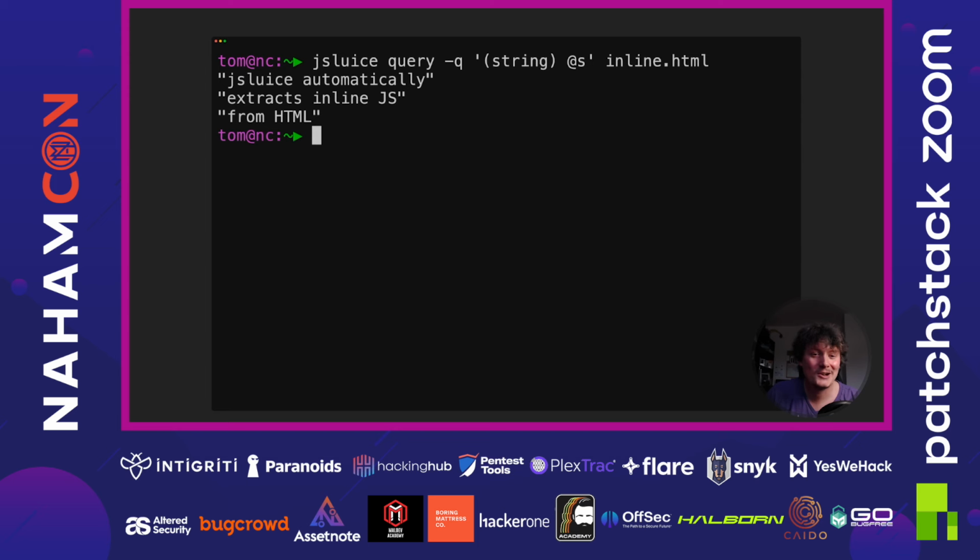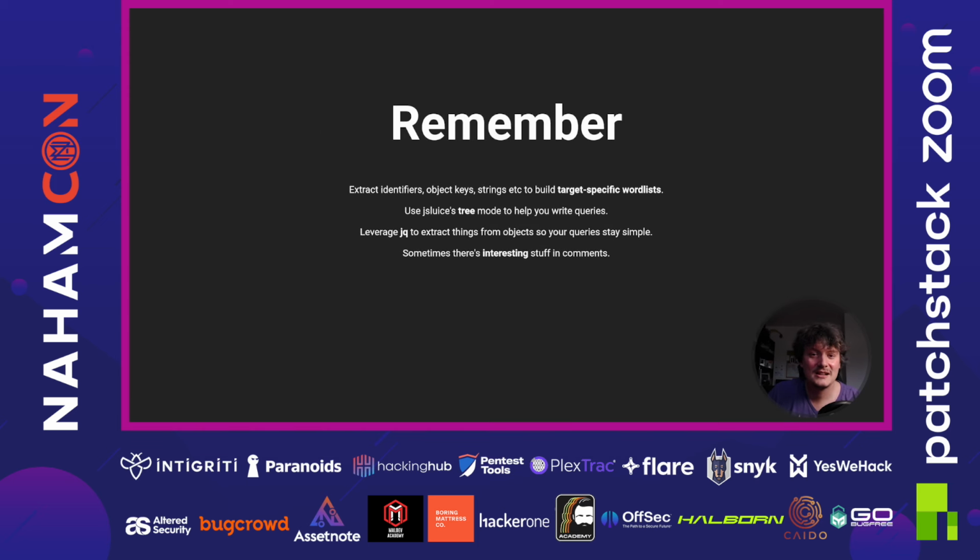So key takeaways then: extract identifiers and object keys and strings and things. Use those to build target-specific word lists. I think that's really one of the key differentiators between being able to find every last bit of an application versus only finding the bits of the application that everyone else using the same word list as you is using. You should use JSLUS's tree mode to help you write queries.